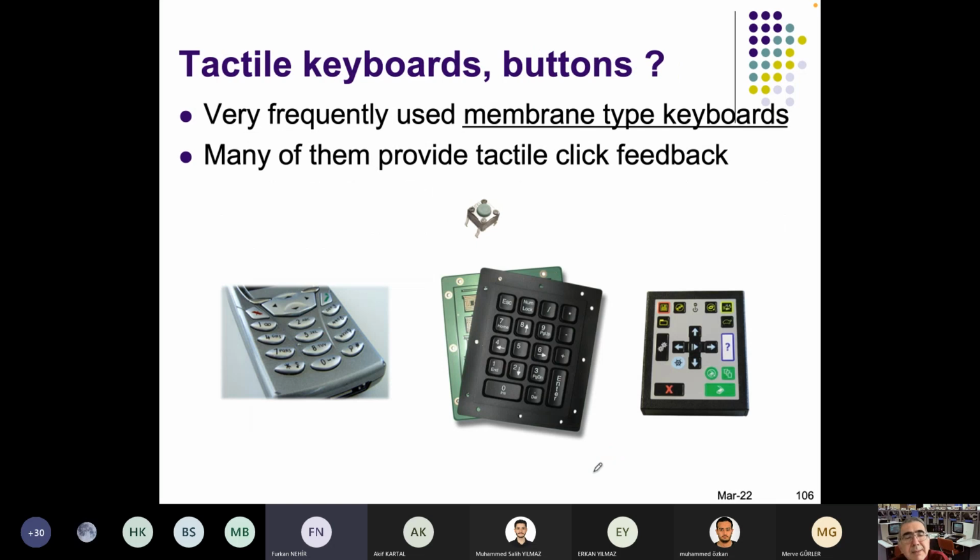For the tactile senses, these are the keyboards that we are interested in. I put a Nokia keyboard there because it was very famous. And there is a click. There is a click going on there. So when you press, you can feel that you pressed correctly and you pressed once. If you don't have the feedback, you don't know whether you pressed once or twice or whether you pressed or not. So you have to monitor the screen.